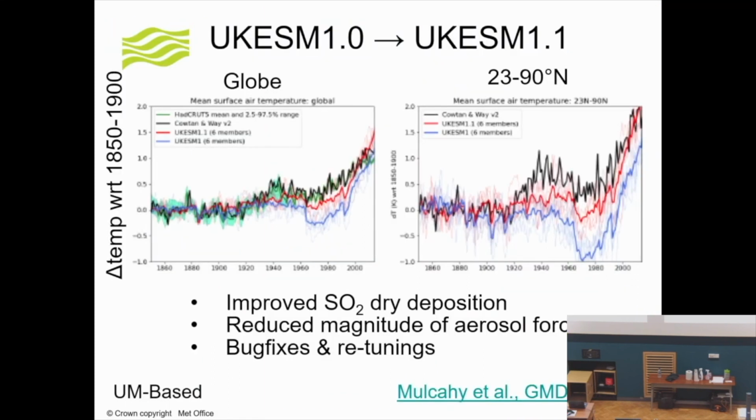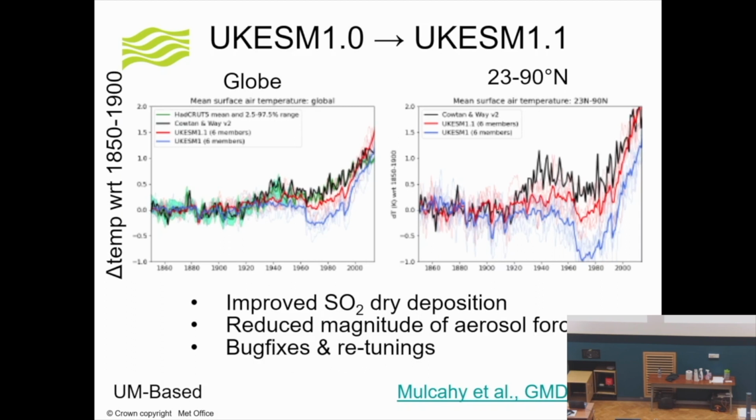With UKESM1, we found that there was a temperature bias over the historical period relative to observations. The observations in this slide are in black and green. This slide covers from 1860 through to the present day, and the UKESM1 model is shown in blue. What you can see is that as the aerosol abundance in the atmosphere increased, it drove cooler temperatures, and we refer to this as a pothole.